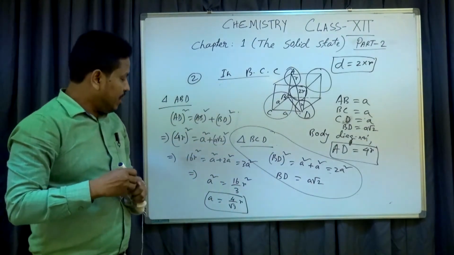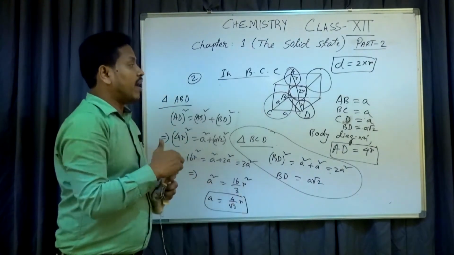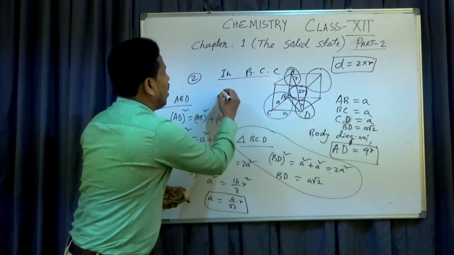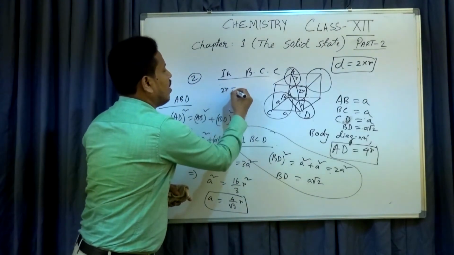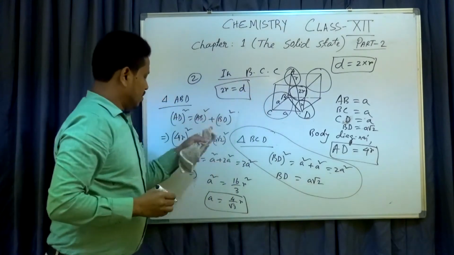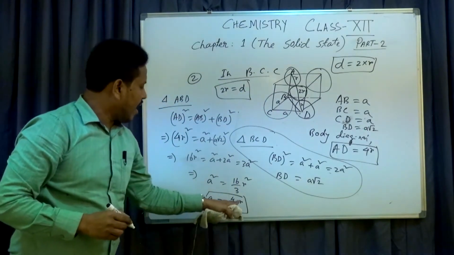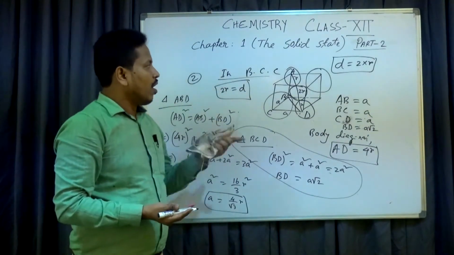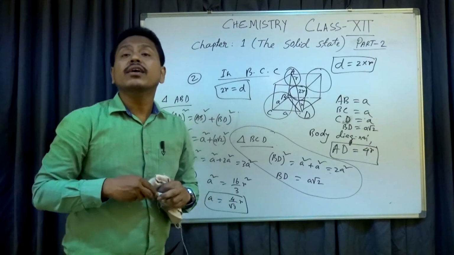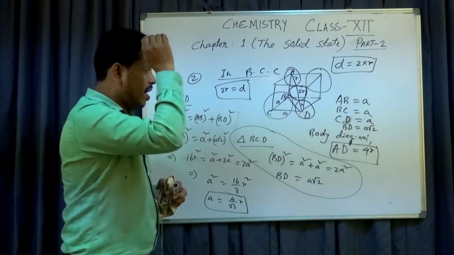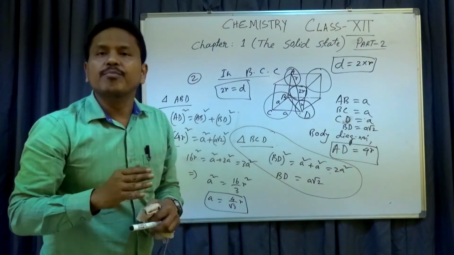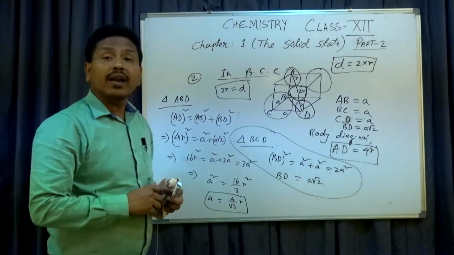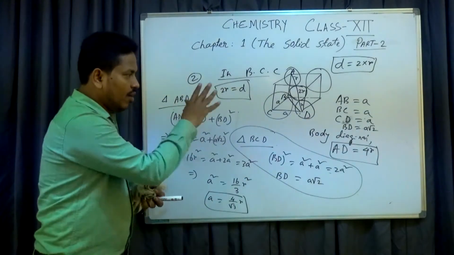So this is the relation between edge length and the radius of the sphere for BCC: A equal to 4 by root 3 R. And already we know 2R equal to D. This is the relation between A and R, and this is the relation between R and D. So we can compare A, R, D and their relationship for body centered cubic unit cell. Note down very carefully. Very useful for numerical problems in board examination or competitive examination. Okay students, so the last case is face centered cubic. Note down.